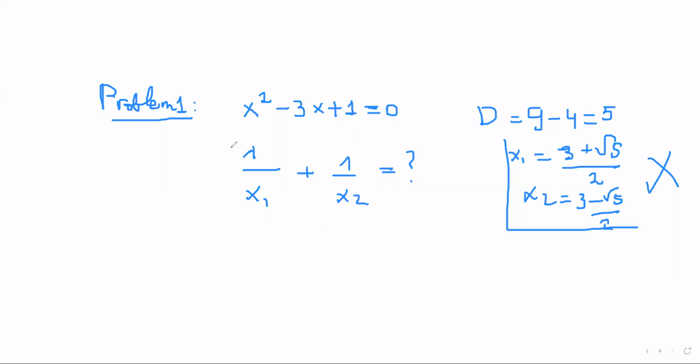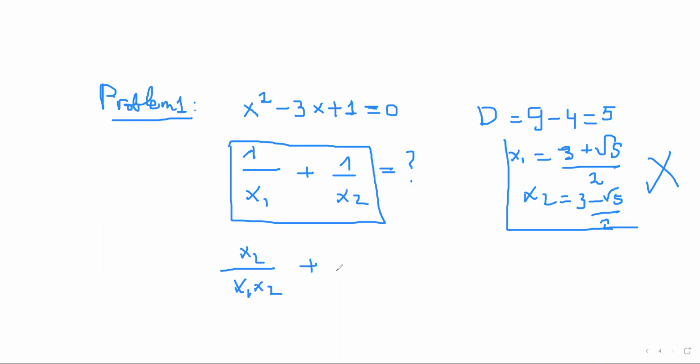So let's first bring this expression to a common denominator. The common denominator here is x1 times x2. So it's going to be x1 times x2 here, plus, and here we have to multiply by x1.